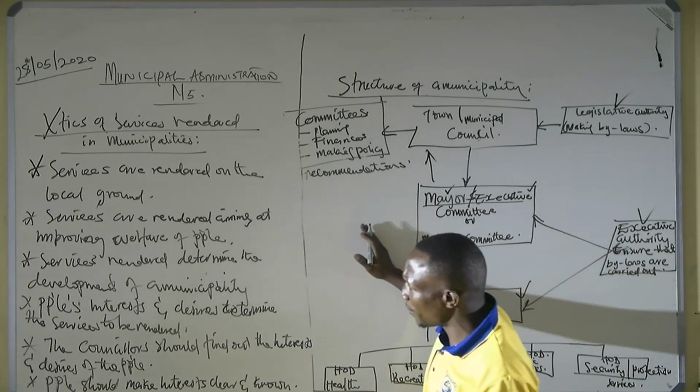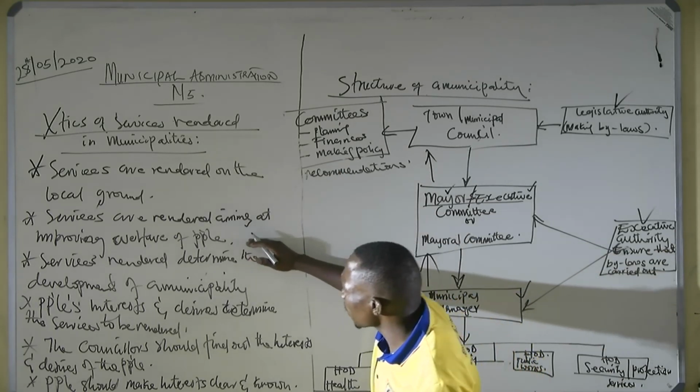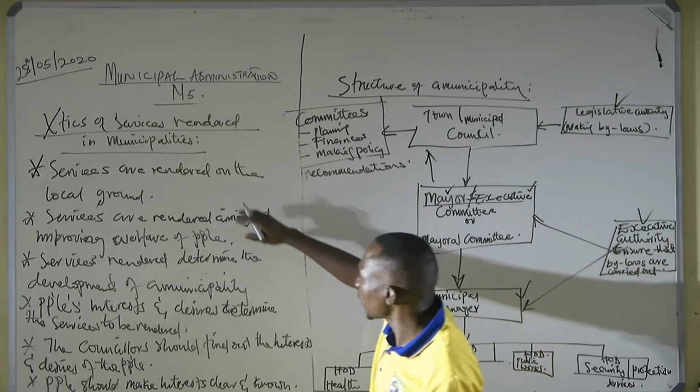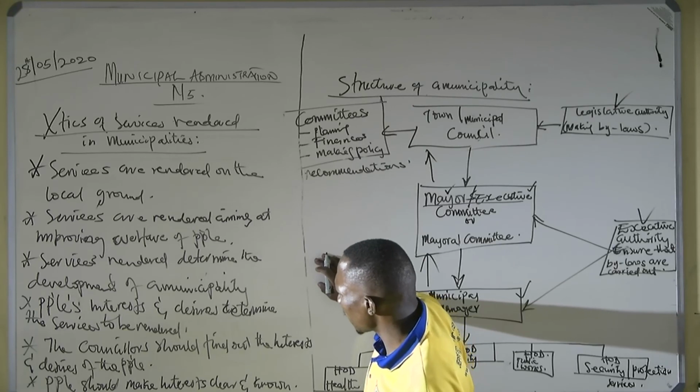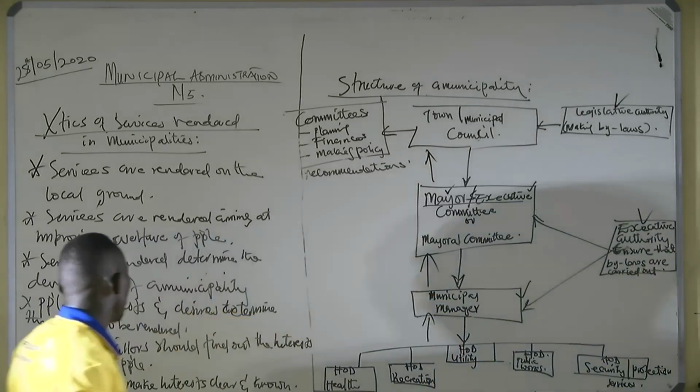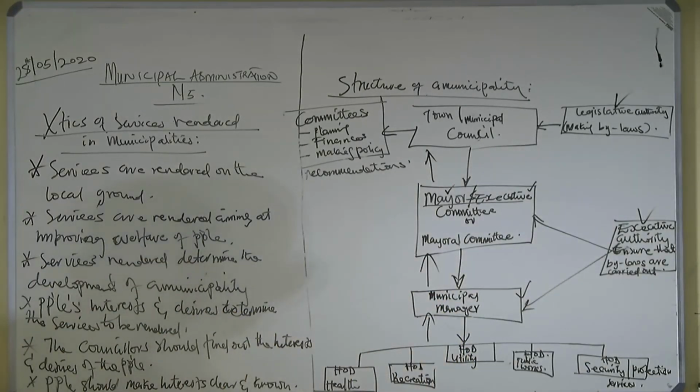Then services are rendered aiming at improving the welfare of the people. This is done by making sure that the budget being drawn in consultation with the public caters for both the long-term and short-term levels of development in a municipality, and for the well-being and welfare of the people.